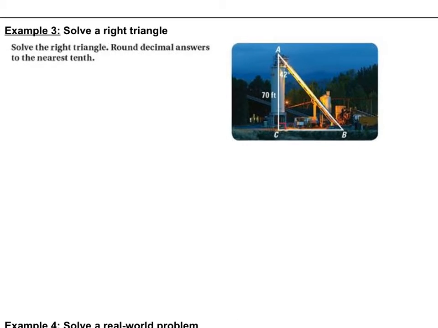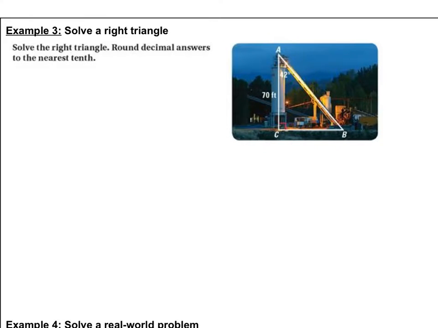All right, so solve the right triangle. Anytime you see the words solve the right triangle, they mean you have to figure out every missing piece of information in the problem. For example, if you look at this picture, you'll see that we are missing this leg here, we are missing the hypotenuse, and we're also missing this angle.